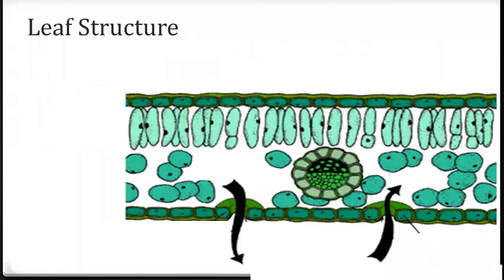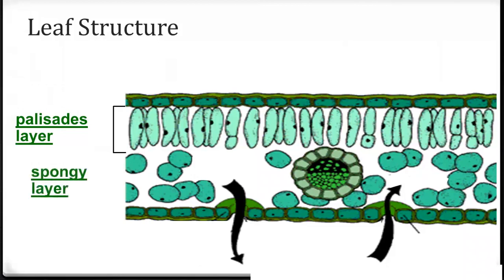Okay, so let's label the leaf structure. So you have the palisades layer here, and that's where photosynthesis is going to occur. You have the spongy layer below, and that's where you have gas exchange. So this is like a leaf. This is the top part, and this is the bottom part of a leaf, if you imagine that.